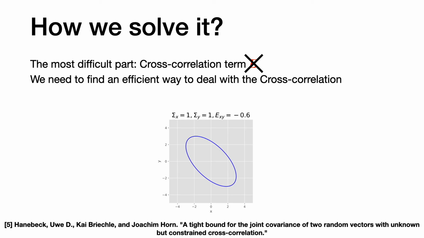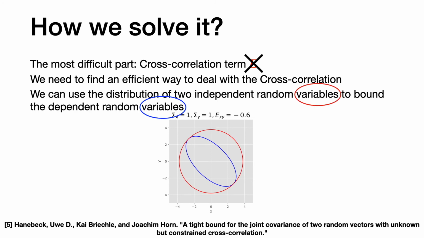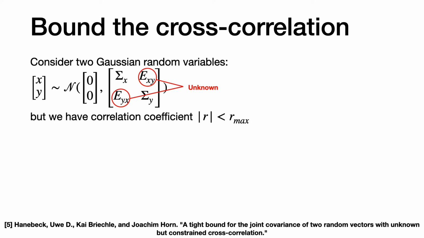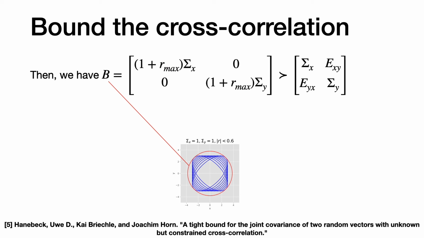Let's look at a 2D example where the sigma of x and y is 1 and E is -0.6. If we can use 2 independent random variables to upper bound the dependent x and y, we can leave the cross-correlation term out. More formally, we consider 2 Gaussian random variables. Let us assume that we don't know the cross-correlation E between x and y. Instead, we only know that the correlation coefficient is less than some value R max. As shown here, when E varies, the probability ellipsoid changes. We will need a mechanism for the distribution to have covariance B shown here. We can bound all the ellipsoids using this new red ellipsoid.